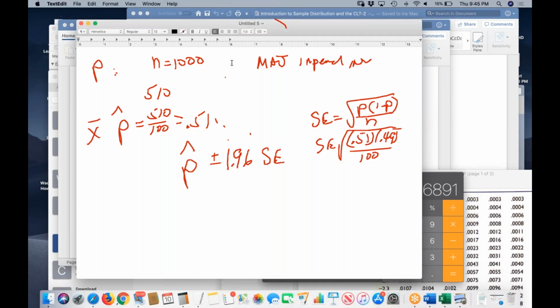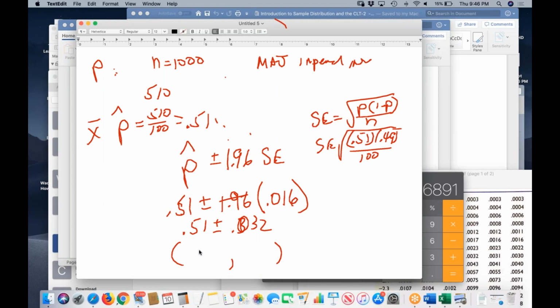So what is our confidence interval for the true population proportion? It's 0.51 plus or minus 1.96 times the standard error, which was 0.016. Now I could multiply this out, but I'm just going to multiply by 2 instead of 1.96. 0.51 plus or minus 2 times 0.016 would be 0.032. So our 95% confidence interval: we're 95% certain that the true population proportion that approves of an impeachment investigation is between 0.542, or 54%, and, if we subtract 3.2, 0.478, right?